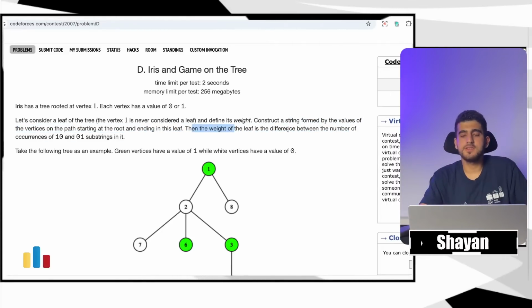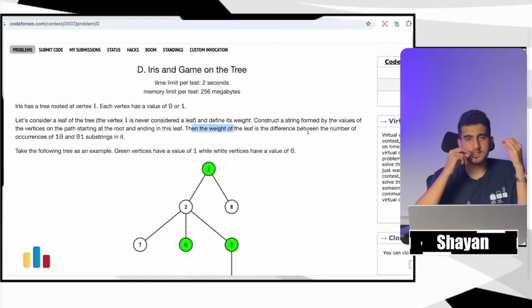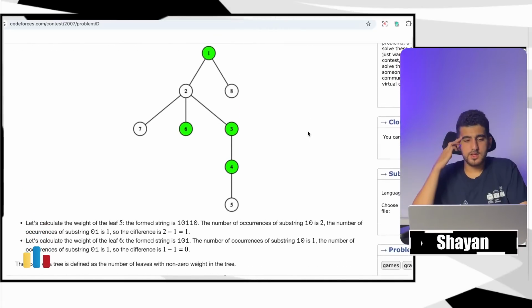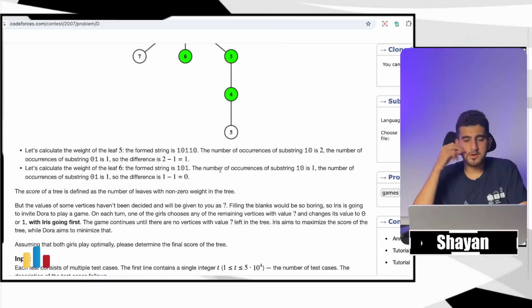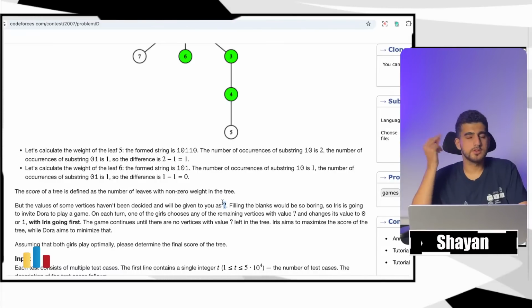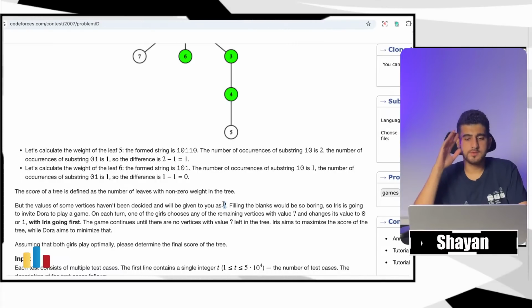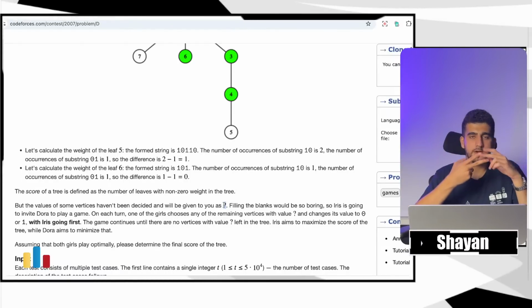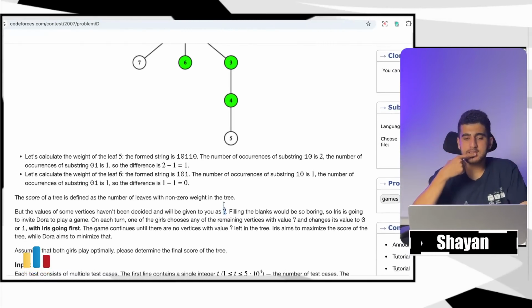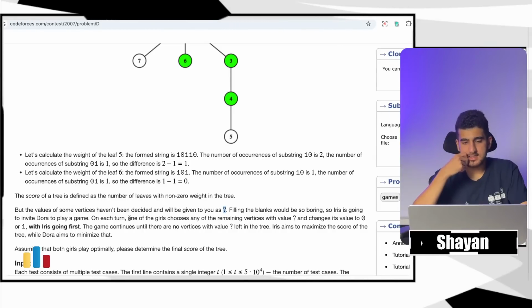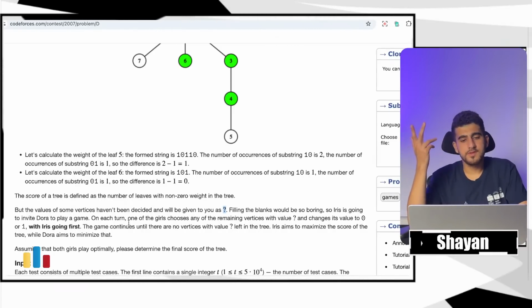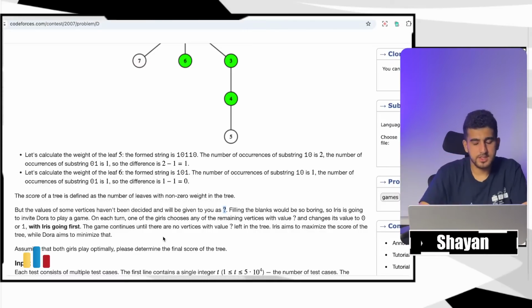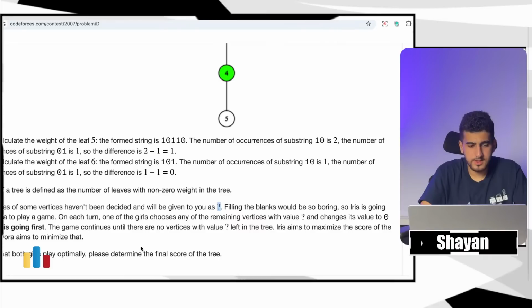Then the weight of the leaf is the difference between the number of occurrences of the 10 and 01 substrings in it. Now, some of the vertices have question marks. We don't know what they are, and we can set them to be 0 or 1. Two players are playing. One of them wants to maximize the number of leaves whose weight is non-zero, and the other wants to minimize it. You have to say what the answer is if both play optimally.